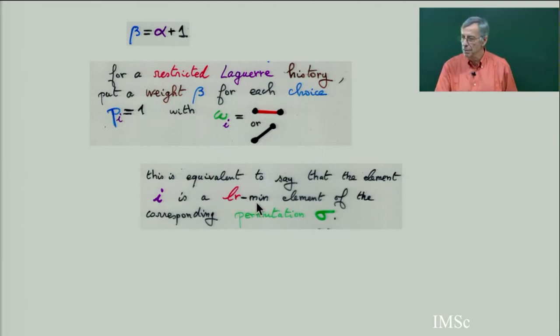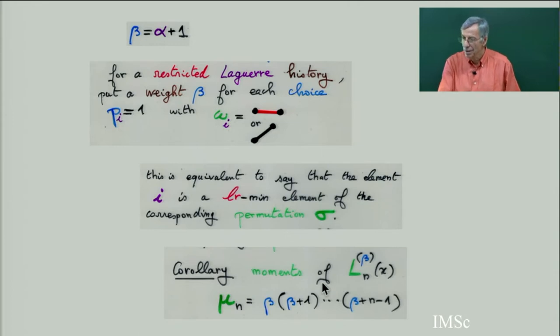So this is equivalent to saying that now the element is a left to right minimum element of the permutation. It's totally different from the previous. Previous was left to right maximum element. Now I am working with left to right minimum elements. Each time I put the first choice for this kind of step, it means I am putting in the first free cell and I open a new free cell on the left. So you will not be able to find a smaller element coming after. All these elements are left to right minimum elements. So it's a different interpretation between left to right maximum for the large Laguerre history, and here with the restricted one, the characterization with left to right minimum elements.